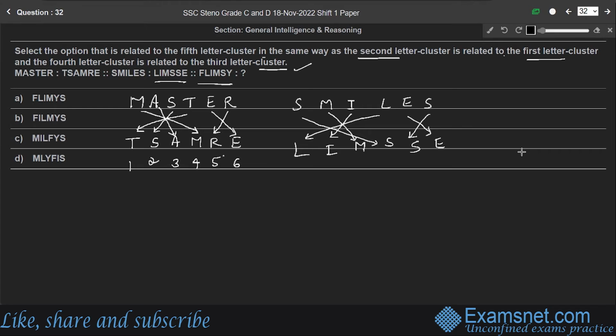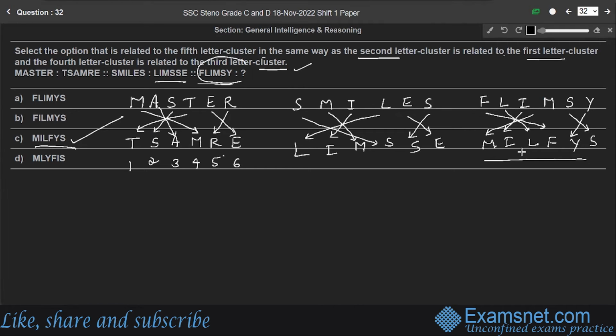Next, lastly, flimsy. F-L-I-M-S-Y. So first letter F should be written in the fourth place like this. Second letter L in the third place. Third letter I in the second place. Fourth letter M in the first place. And fifth letter S in the last place. Sixth letter Y is in the fifth place. Therefore, M-I-L-F-Y-S. Option C is the code for flimsy, Option C.